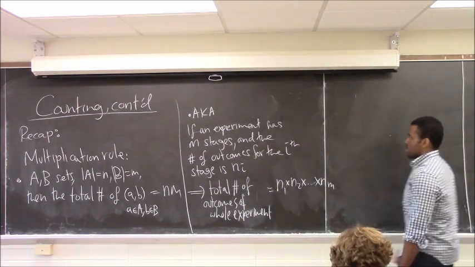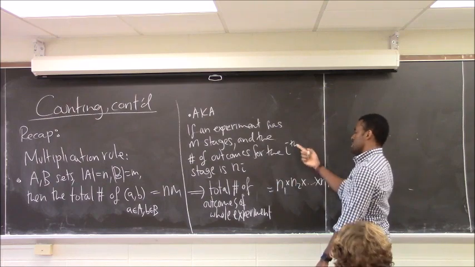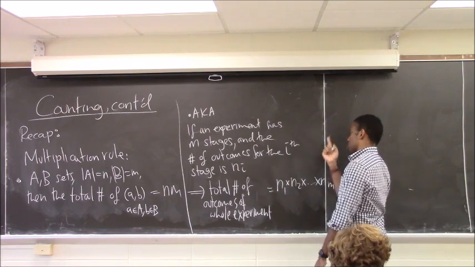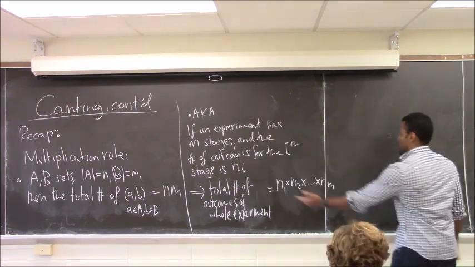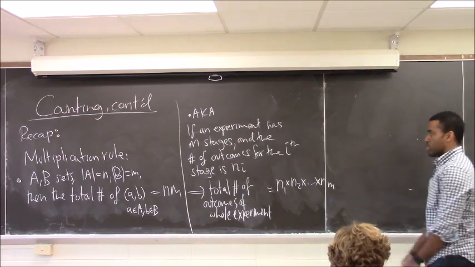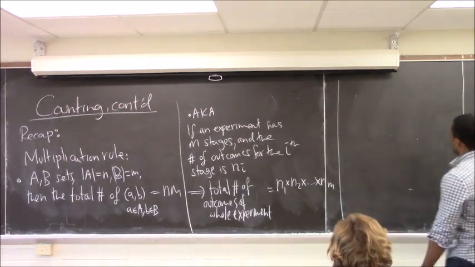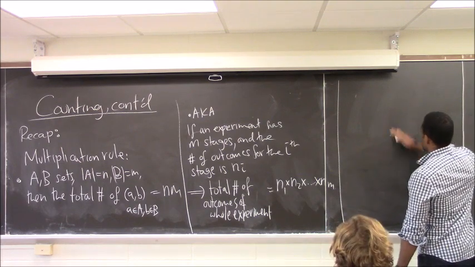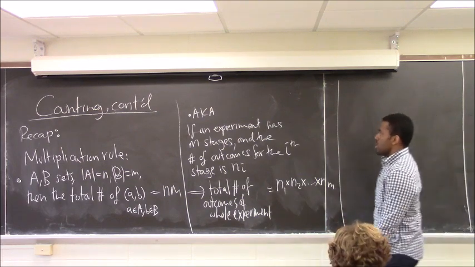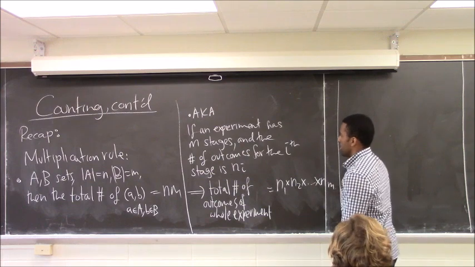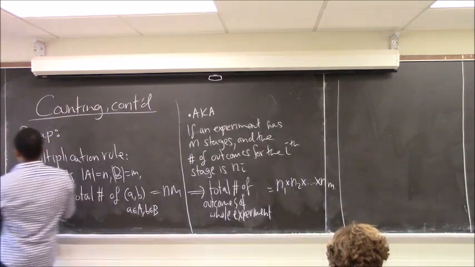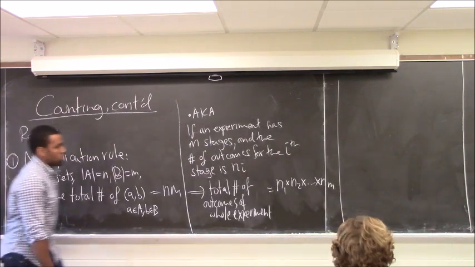Okay? So if the first stage can happen in n1 ways, the second stage can happen in n2 ways, the third stage can happen in n3 ways, etc., you would multiply all of those numbers, and that will tell you how many total ways the entire experiment can go. That's called the multiplication rule. We then saw one other thing. So one major thing was the multiplication rule. It's a super important rule.